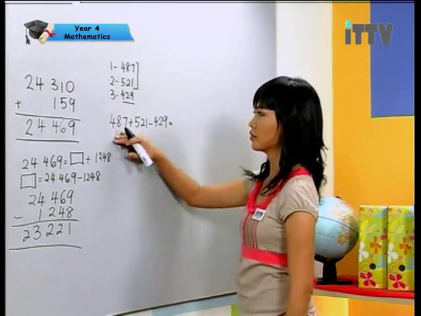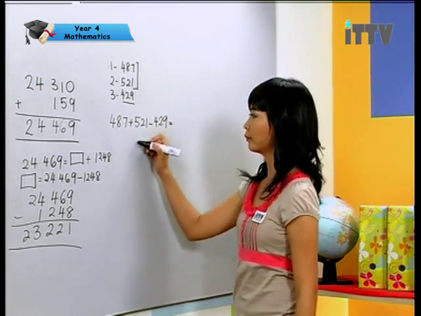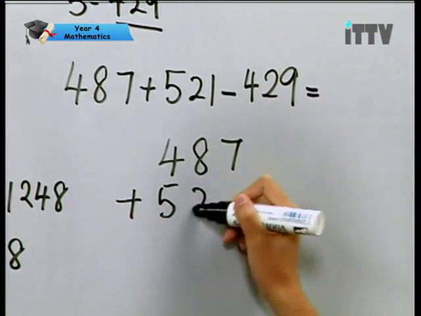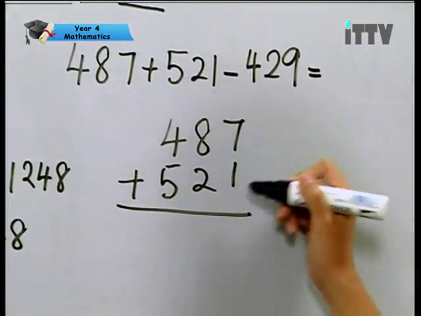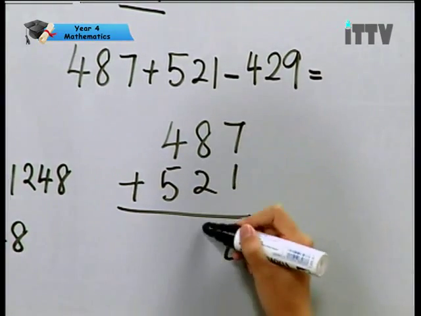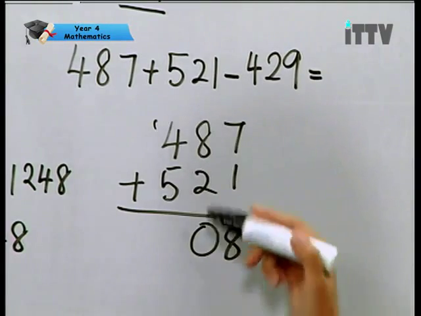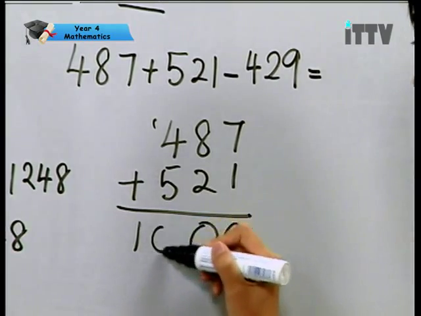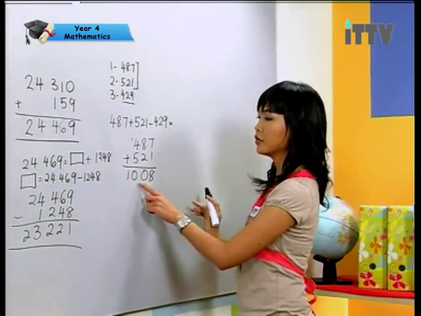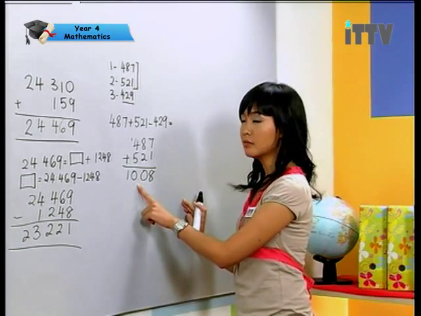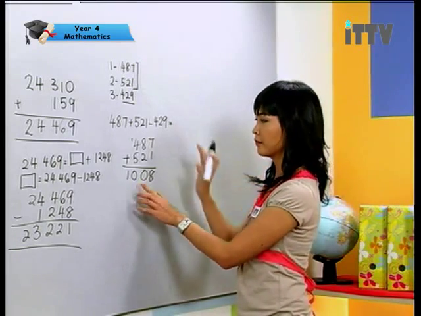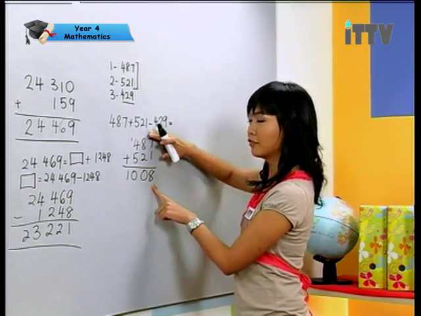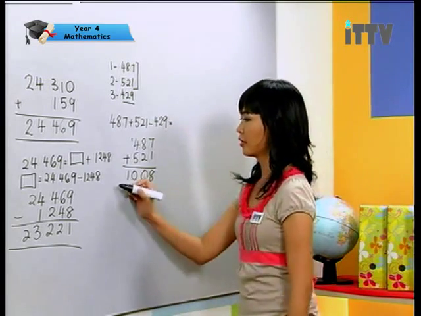So, let's write it in vertical form. 487 plus 521. What do we have? 8, 10, 1 over here. 1 plus 4, 5 plus 5, 10. Okay, so now I know the sum of customers on the first 2 days is this one, 1,008. But I haven't finished. I need to subtract this number.